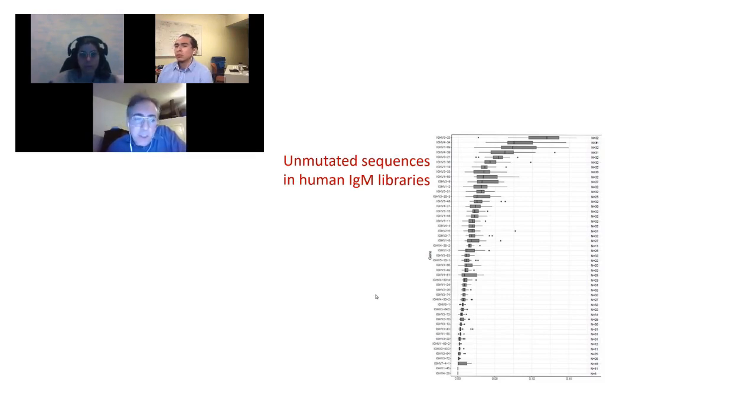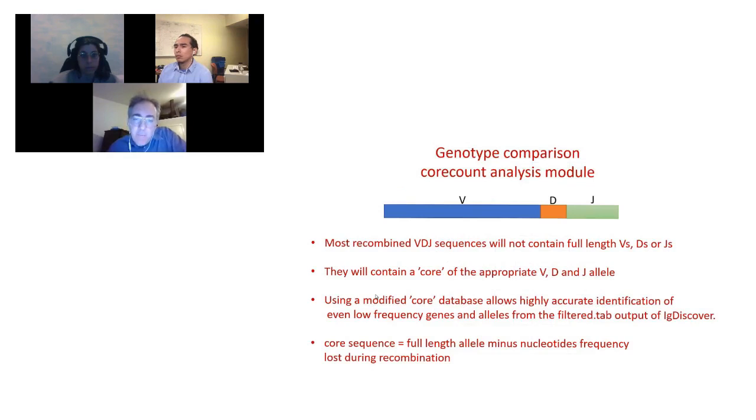And a lot of the tools that we're using at the moment for individual database analysis have the problem that in order to actually get high quality results, we need to apply very high stringency to the analysis. So we wanted to develop a tool which would work both rapidly and give us high quality analysis. So we developed a technique called the co-count analysis module.